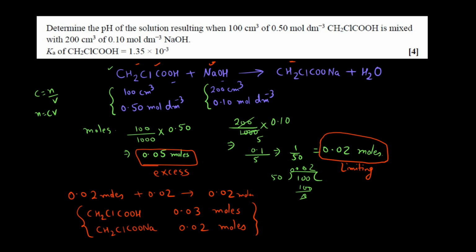And we know what the total volume is. Total volume of the solution will be 100 cm cube plus 200 cm cube. So that will give us 300 cm cube. So now we have the moles of this and moles of this and the total volume. Can we find the concentration of the weak acid and its salt with a strong base? Yes, we can find that.